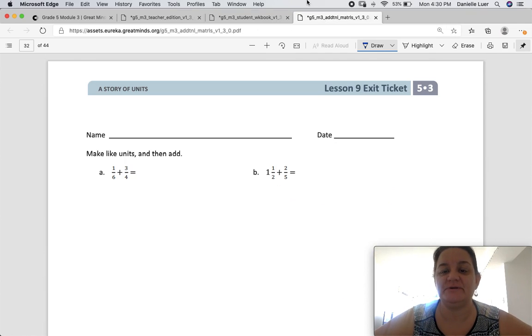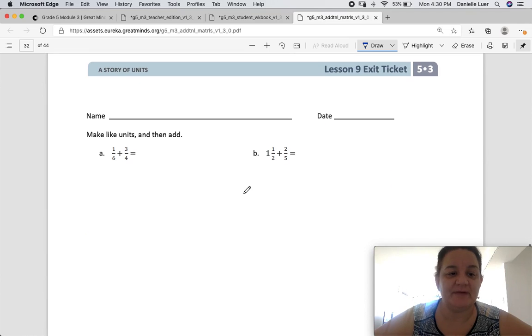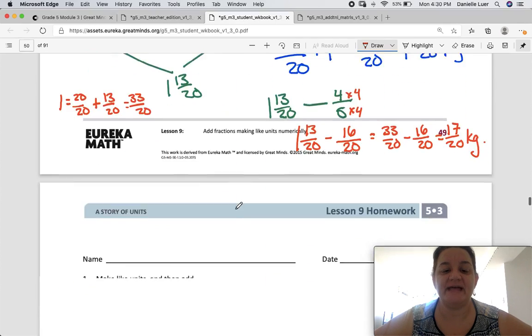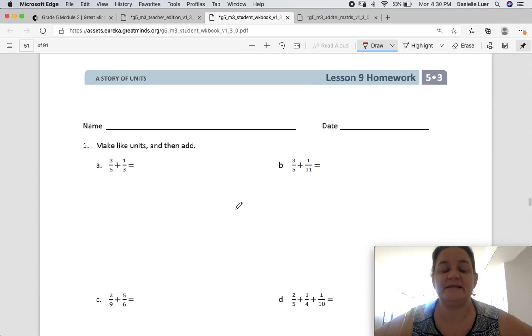Now, please go do your exit ticket. No story problems, just making like units and then adding. Now, I don't want to see your area model here. If you want to use it on a scrap piece of paper to check your work, you can. But your exit ticket should show me only numbers. Only the numbers. Okay? Very good. After you finish that, go back and start your lesson 9 homework.